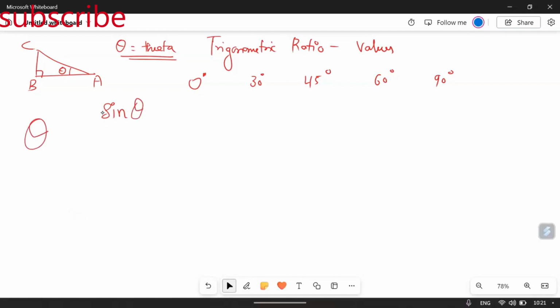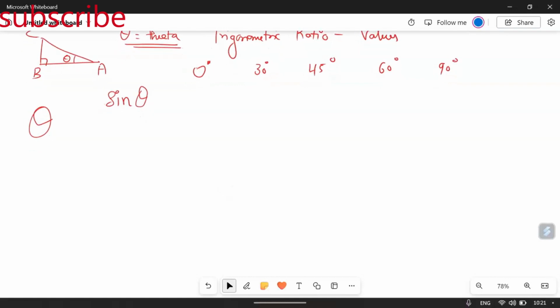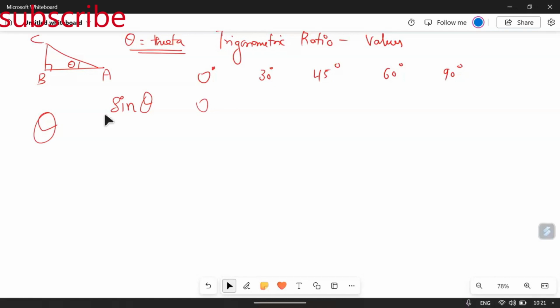So sin theta: for 0 degree its value is 0 from the starting, then it is 1 by 2, then it is 1 by root 2, then it is root 3 by 2, and then it is 1. It is fixed. So in the question, if it is given sin 0 degree, its value is 0. If it is given sin 30 degree, 1 by 2, its value is fixed.